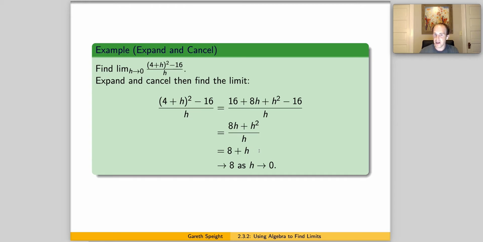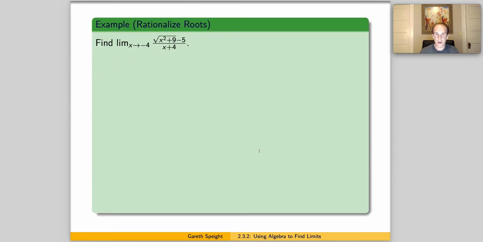The limit as h goes to 0 of 8 plus h. 8 plus h is a polynomial. We can do direct substitution for polynomials. We substitute in h equals 0, we get exactly 8. So now we managed to find the limit of this expression. So if we have parentheses and squares, maybe cubes, but you don't really want to go any higher than cubes, sometimes expanding and canceling is the way to go, especially for squares.